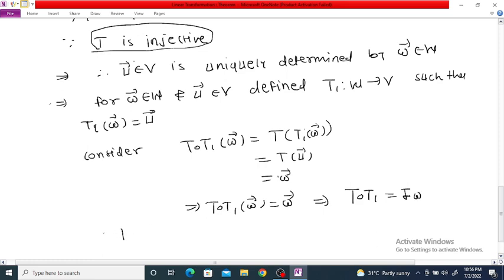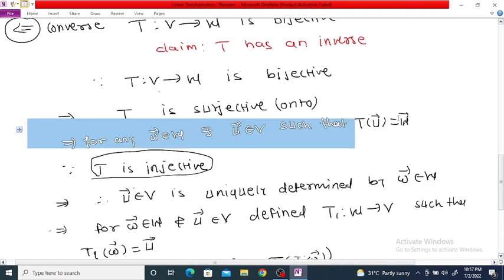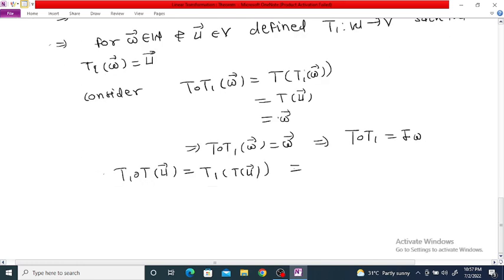Similarly, consider T1 of T of U bar. Then this is equal to T1 of T of U bar. But what is T of U bar? T of U bar is W bar. So this is T1 of W bar. But what is T1 of W bar? T1 of W bar is equal to U bar. So this is equal to U bar, and therefore T1 of T of U bar is equal to U bar.